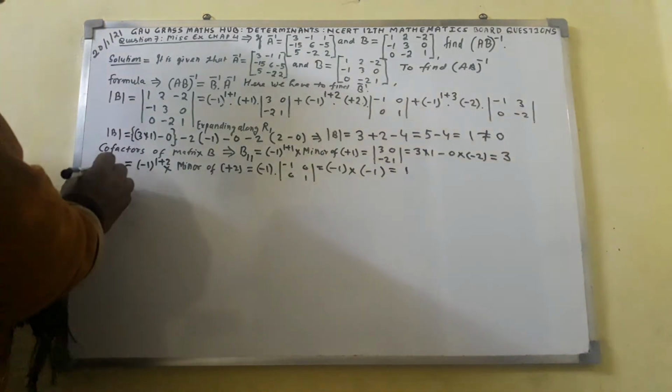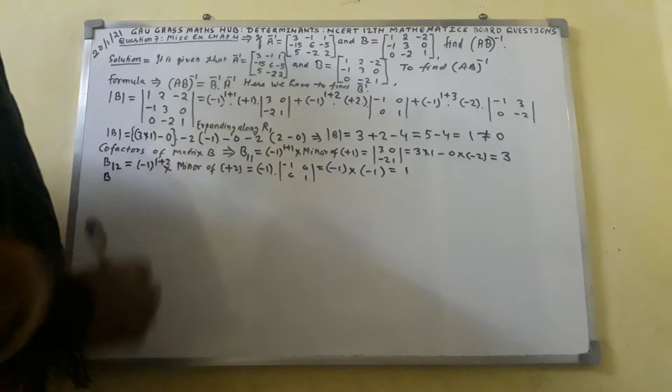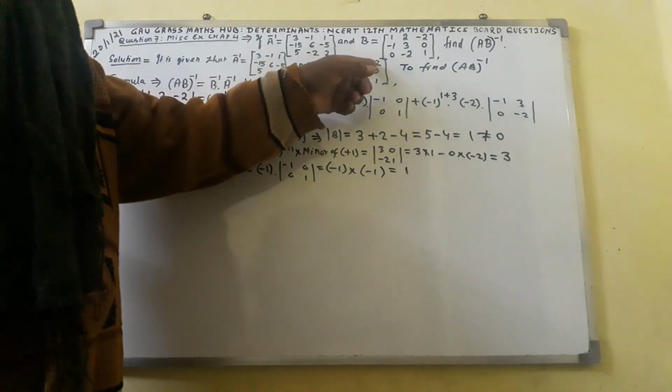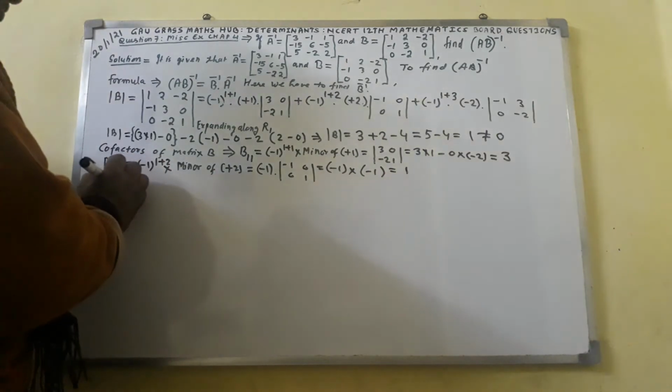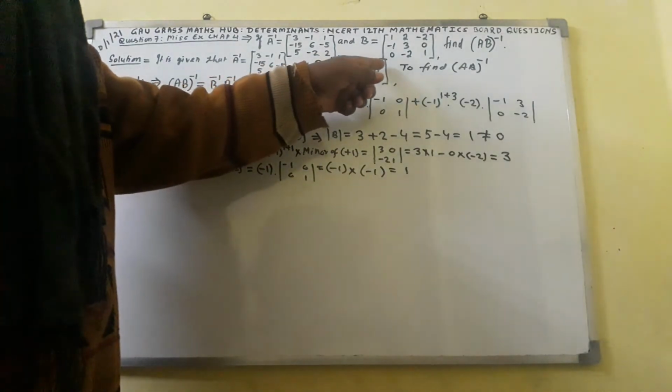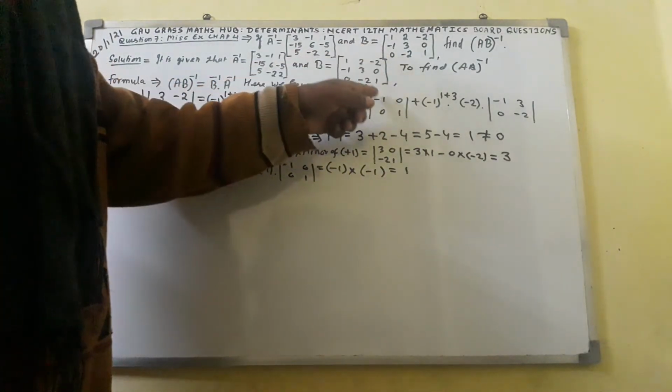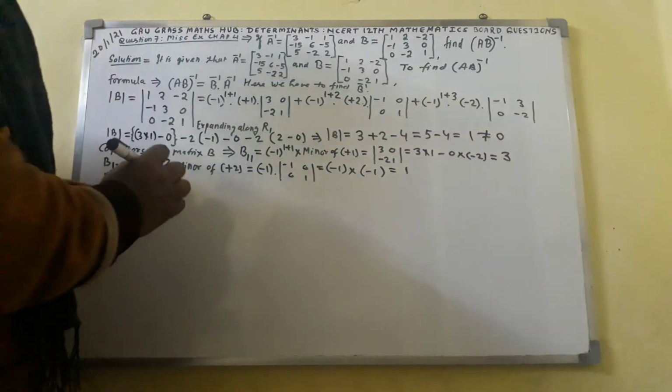Now think out the next element, -2. So here write B. This -2 is there in first row. For first row I shall write here 1, and this -2 is there in third column. For third column I shall write here 3.